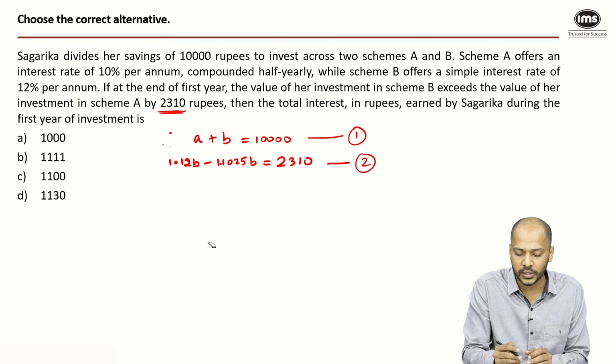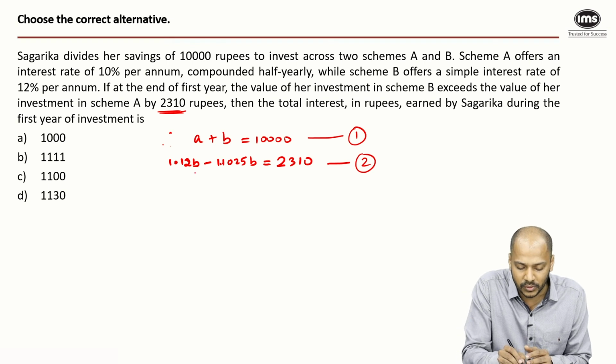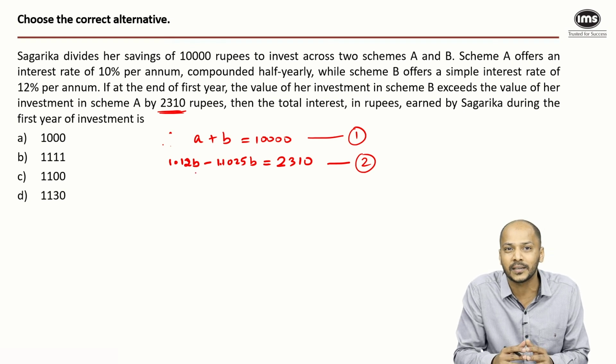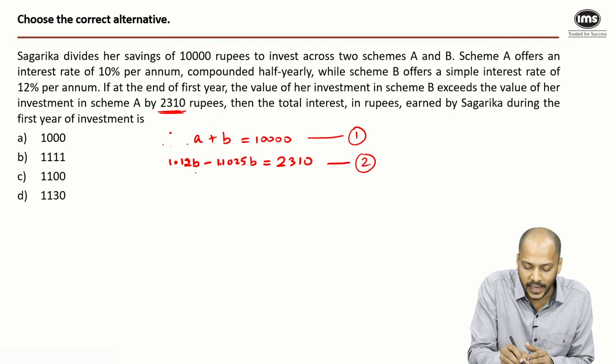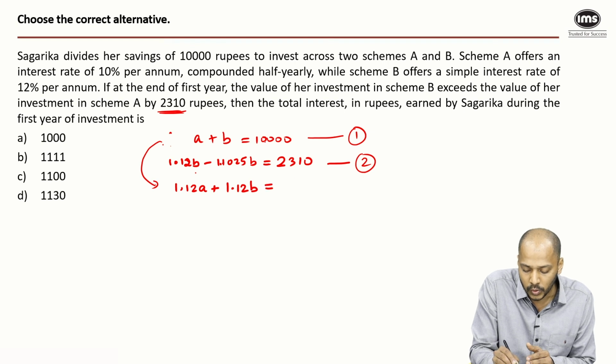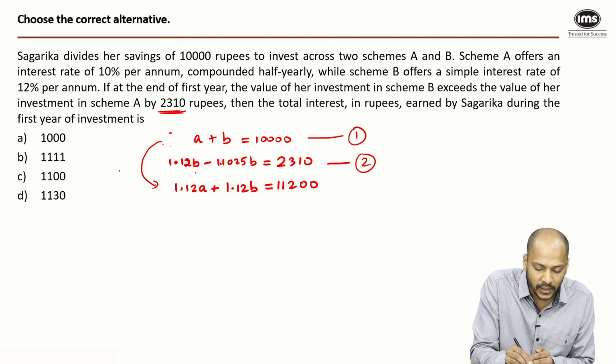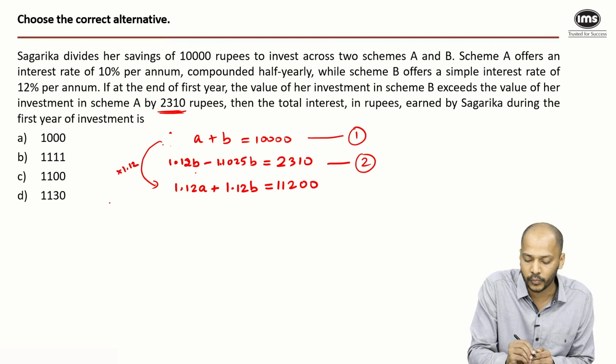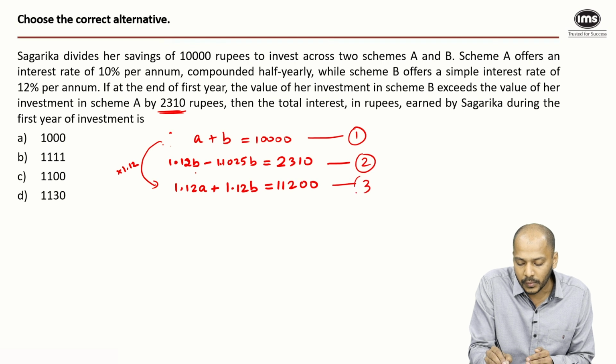So to solve this equation, eliminating B is an easier job, right? So I'll simply multiply the first equation by 1.12. So this would become 1.12a plus 1.12 times b, and that would be equal to 10,000 into 1.12. It will become 11200, multiplying throughout by 1.12. Now this becomes my equation number 3.